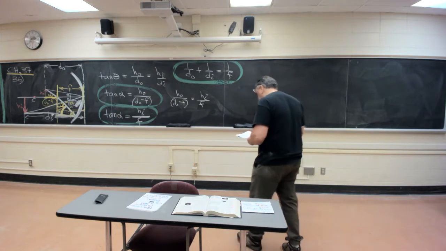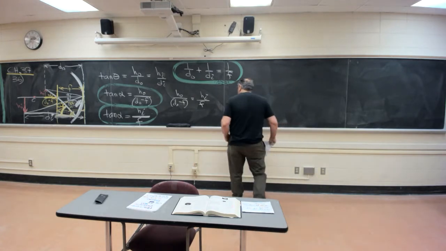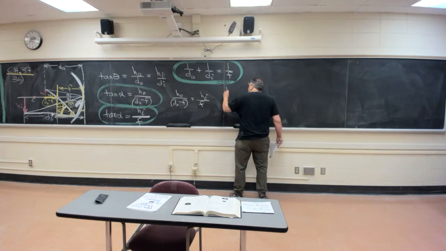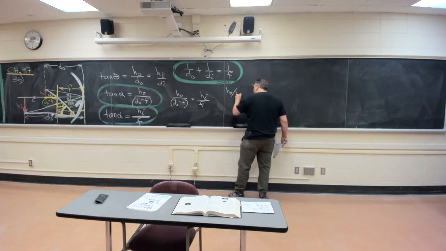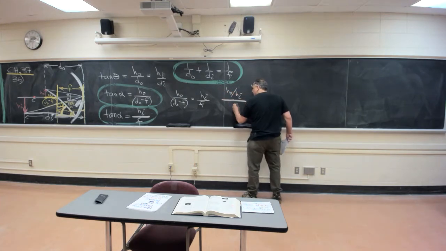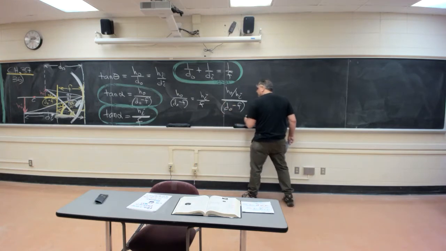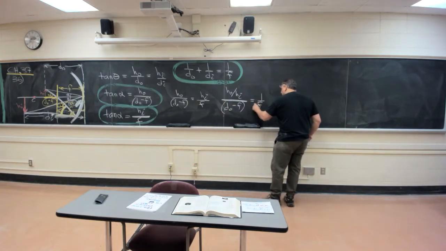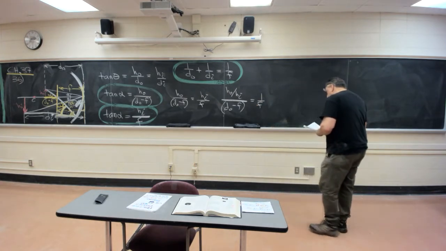True. Divide by HI on each side. You got H0 over HI equals D0 minus F equals 1 over F. Pretty interesting.